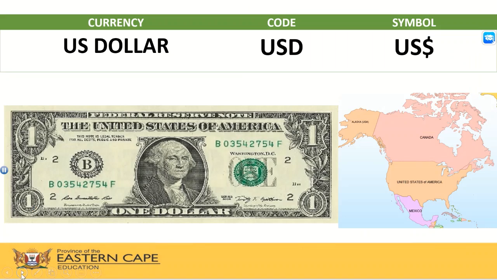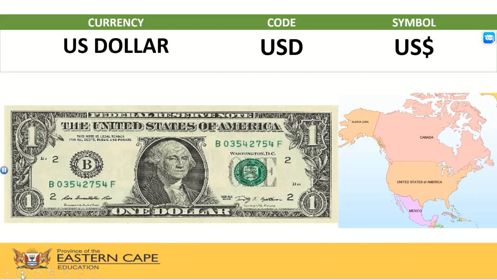Now we're going to take a look at specific currencies, and on each screen you will see we have an image of the banknote as well as a map with the currency code and the symbol. Now, grade 11s, this is just for interest's sake. It is not necessary to know what each currency looks like, but it is something that is just interesting to have a look at, and also to know the location of the country that uses the particular currency that we are referring to.